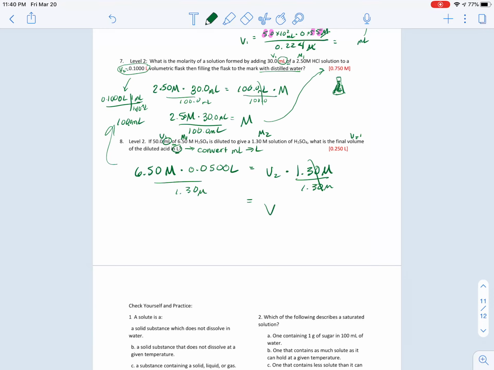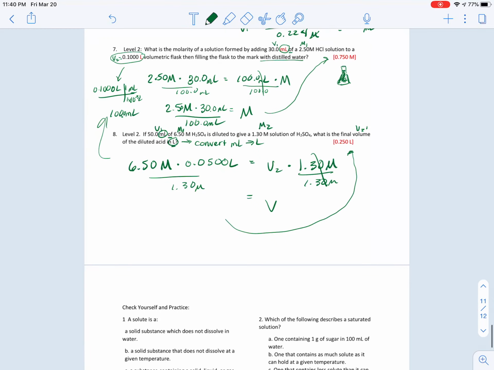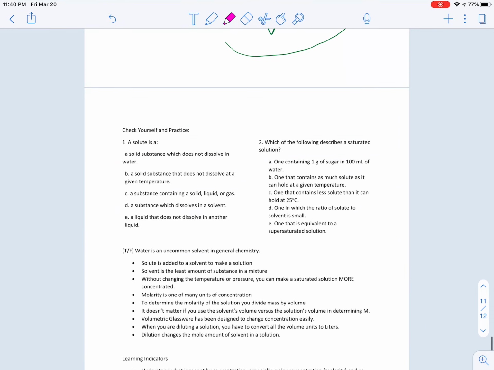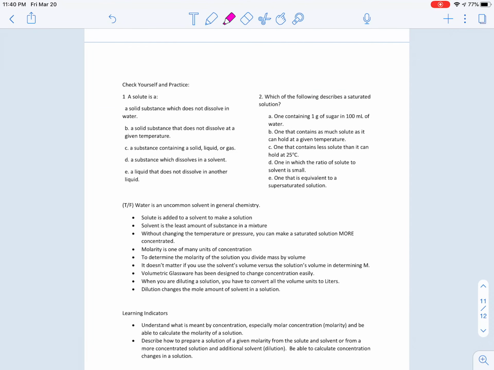Divide both sides by 1.30 molarity. Those numbers cancel, and when you plug it into the calculator, you're going to get this number over here. Notice that it's to 3 sig figs. You can pick out any of these. All of these had 3 sig figs.